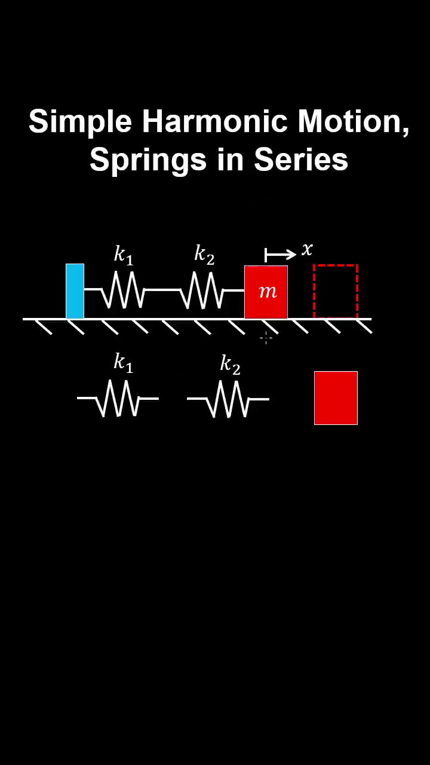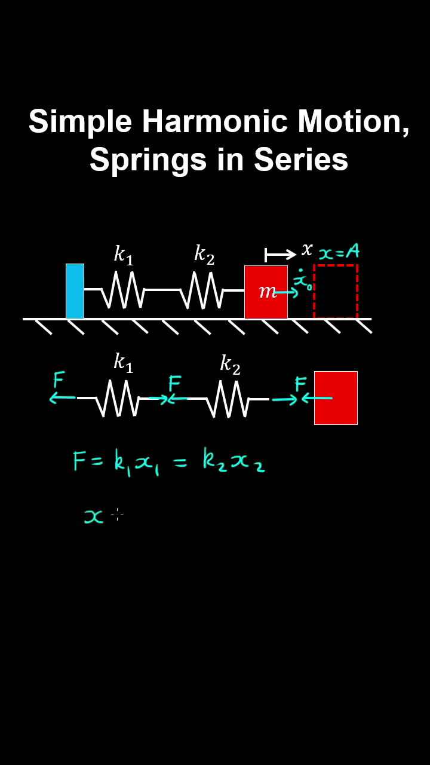We have a harmonic oscillator with the springs in series, and applying some initial condition to the block, we make it oscillate at some amplitude a. Taking a free body of the mass and the springs, the force acting on these components has the same magnitude, because we treat the springs as massless. So the force in the springs can be written as follows, and the total deformation of the springs is equal to the displacement of the mass from the equilibrium position.